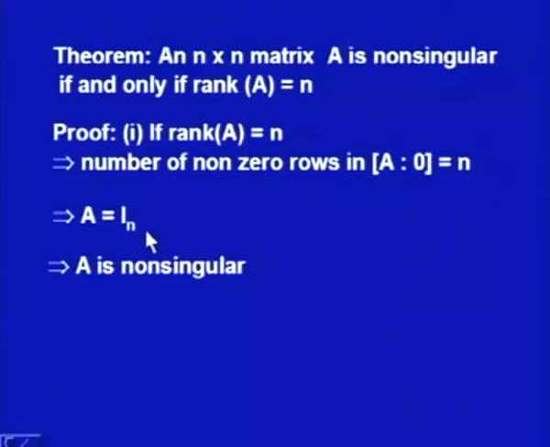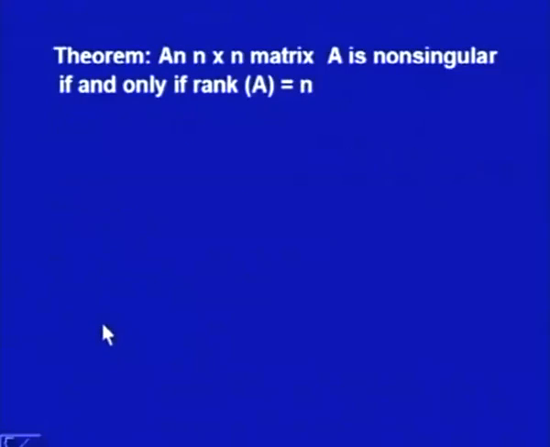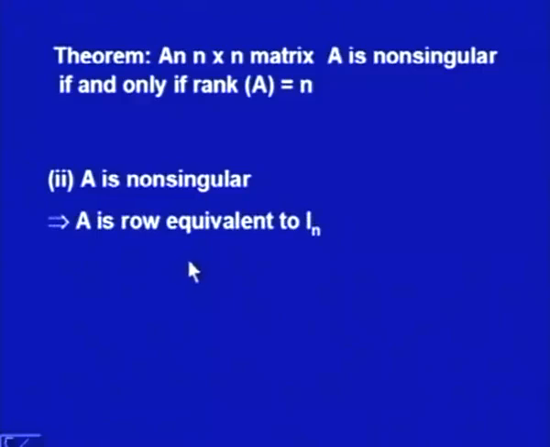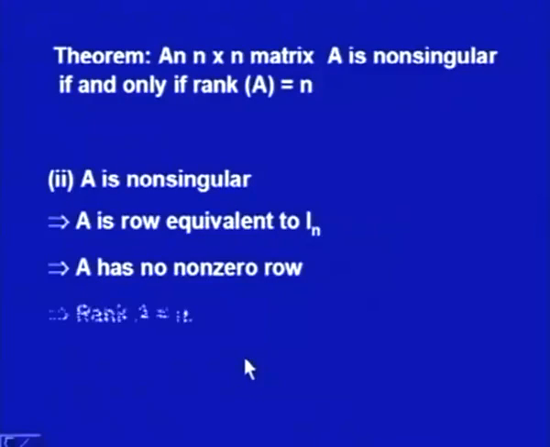And if A is equal to In, then its determinant is not 0. So A is going to be non-singular. So if we start with rank of A equal to n, then A is non-singular. In the second part, we have to prove that if A is non-singular, then rank of A will be n. Since A is non-singular, A is row equivalent to In, and since A is row equivalent to In, A has no zero rows. A is an n by n matrix, and it's row equivalent to In, so it doesn't have any zero row, and that means rank of A is equal to n.